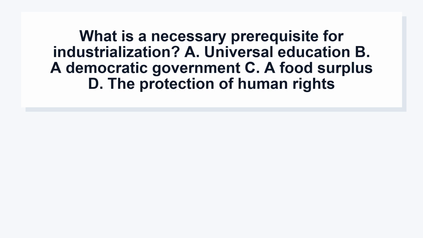What is a necessary prerequisite for industrialization? A. Universal education. B. A democratic government. C. A food surplus. D. The protection of human rights.